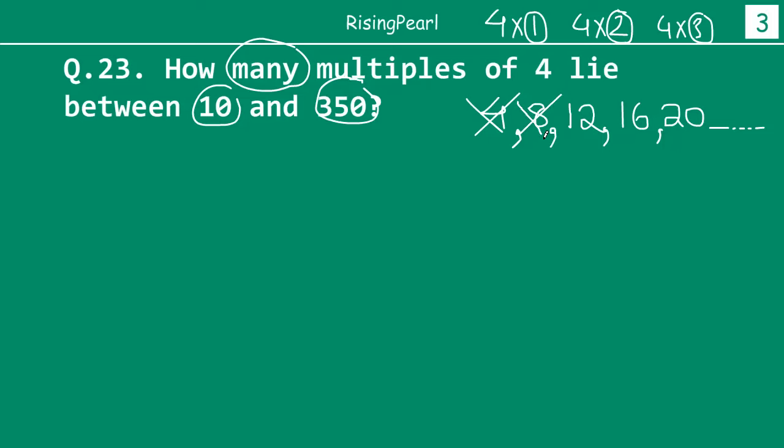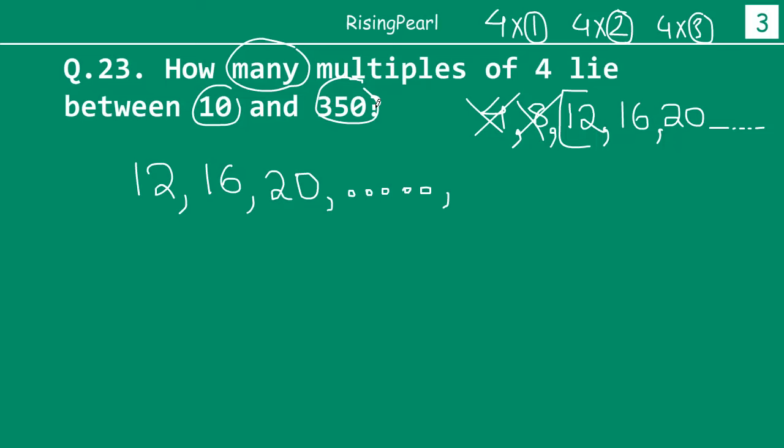So we will start with 12. In other words, we start with 12 and we add 4 to it, then the next one will be 16. Add 4, it will be 20. So this is going to go on like this. Now we need to find out the last term. How do we find out the last term? So we do what we have been doing.